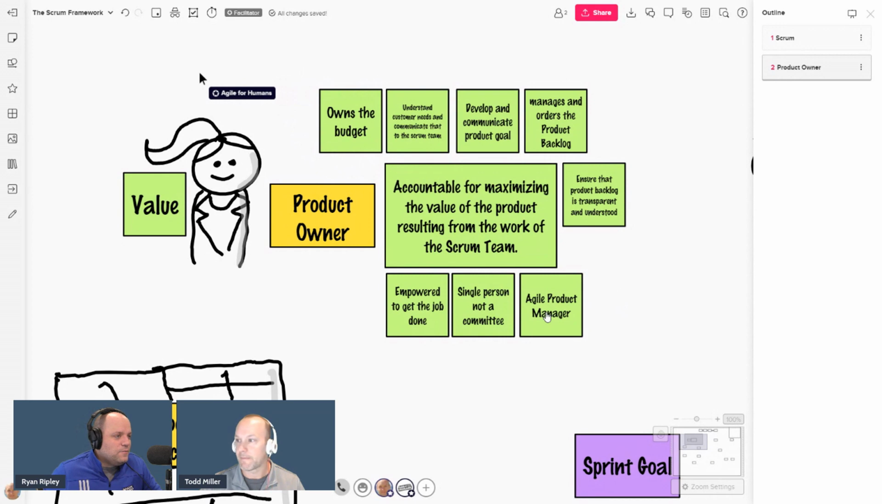Yeah, I went ahead and added one of your notes there, Todd. Owns the budget, right? And I think a good thing to point out here as well that you brought up is related to value. So the product owner validates that value actually occurred, and they use great frameworks like EBM to do so.